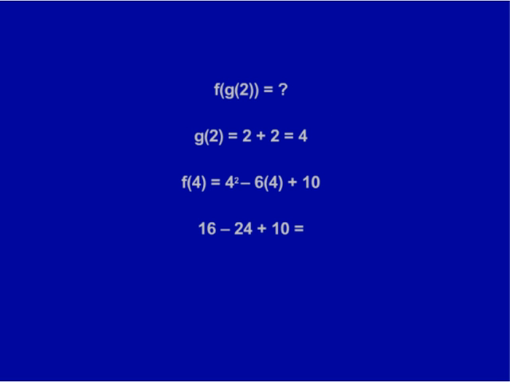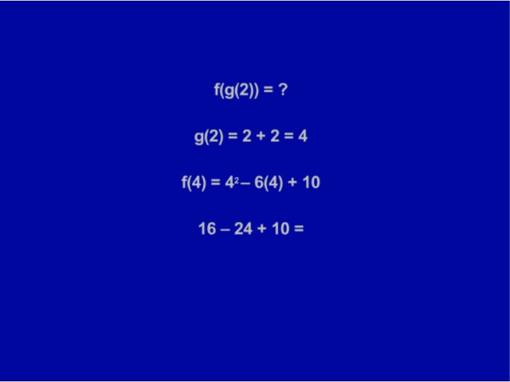Now, let's look at a little tougher function problem. This is called a nested function. Using those same two equations, or those same two functions, they'll ask for f of g of 2. We solve this from the inside out. Let's first solve for g of 2. We substitute 2 in where there was an x. So g of 2 is 2 plus 2, or 4.